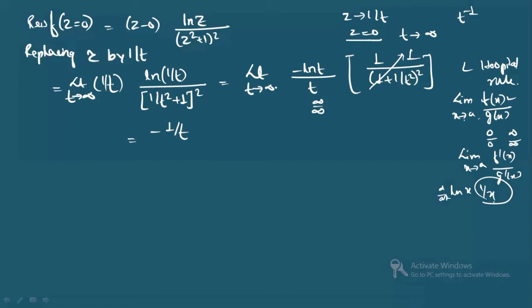So here you are getting minus 1 by t, and the denominator will give you 1, and here you are having limit t tends to infinity. When you will do so, what you will get? You will get it to be 0, right? So for the function at z equals to 0, the residue is 0.